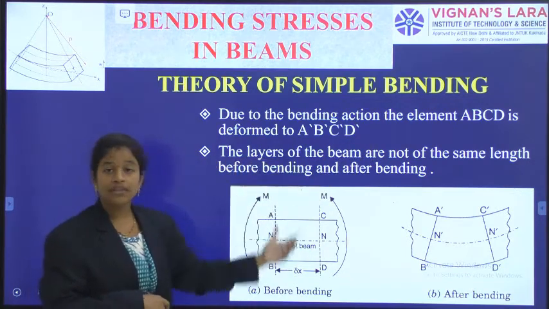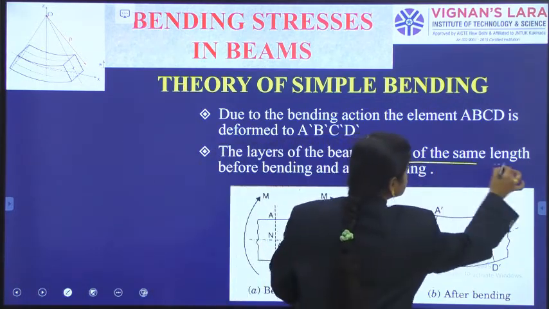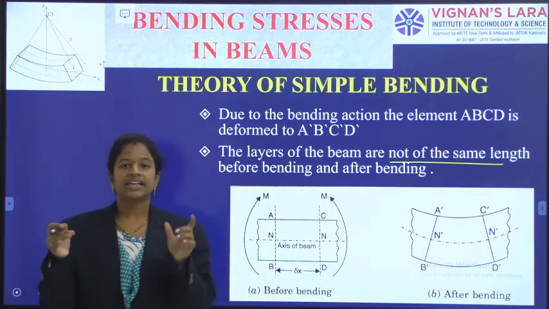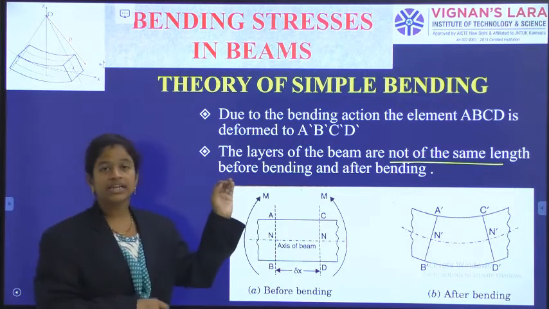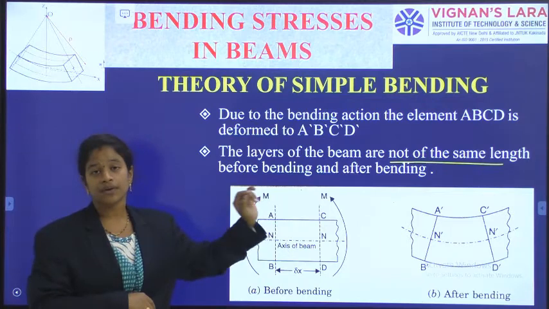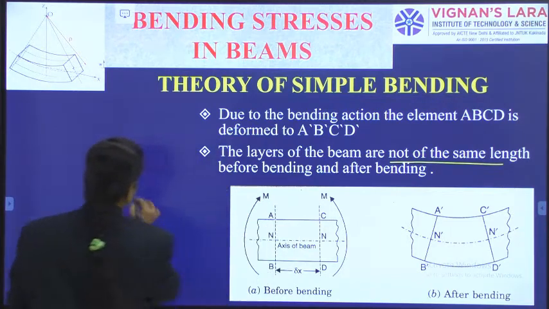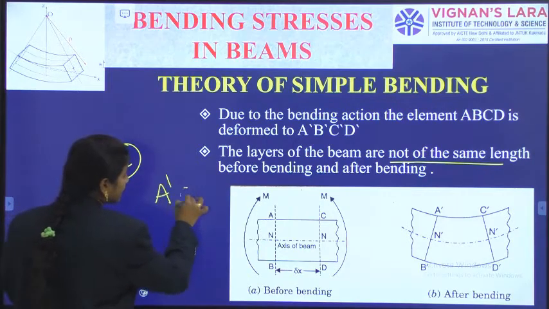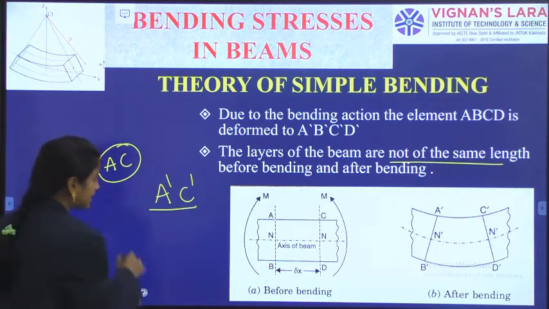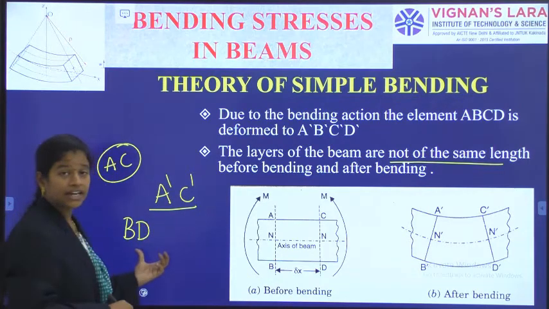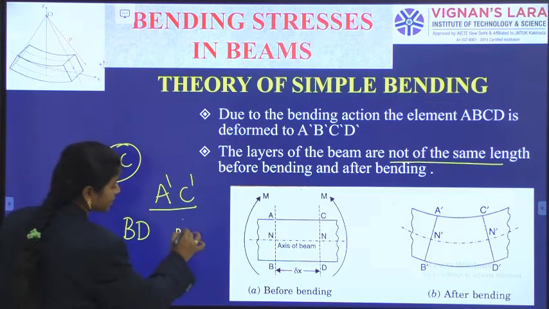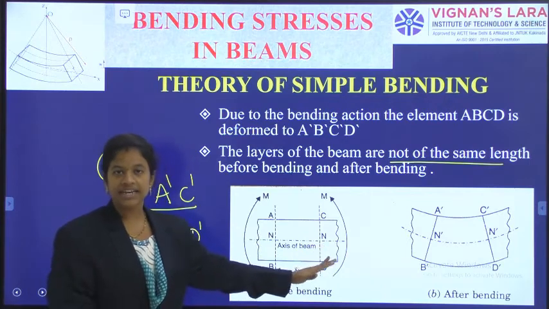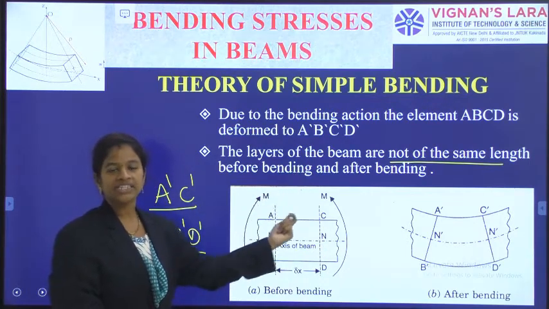So the layers of the beam are not of the same length as in the initial condition. Before applying the bending action, the lengths of the layers are not the same after the application of bending. The initial length of AC is something; after the bending action, the length A dash C dash is something else. Initially the length BD is some value; after the bending action, it has B dash D dash as the length. You can observe clearly here, I am explaining this picture as a statement. Initially ABCD is there.